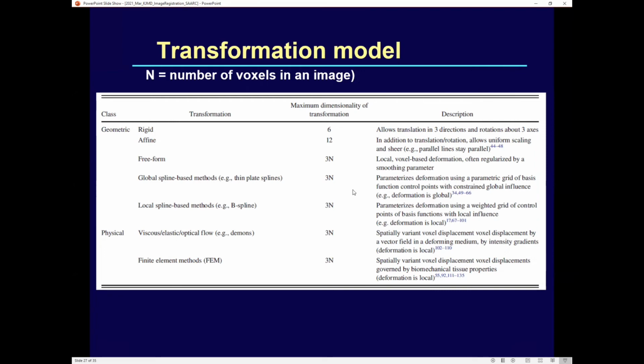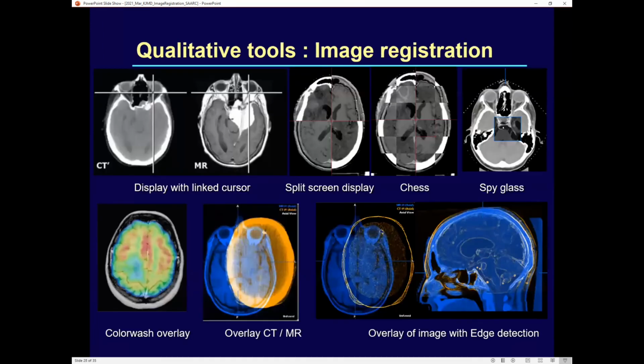When you come to deformable image registration, which happens at a local level, not at a global level, it is a local voxel-based deformation. It can have a maximum of 3 times the number of voxels. Again, there are different algorithms used, like global spline methods, local spline methods, or viscous fluid methods, and various deformable image registration algorithms have been studied in detail.